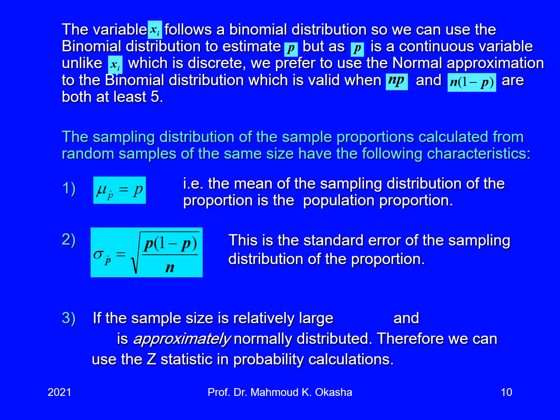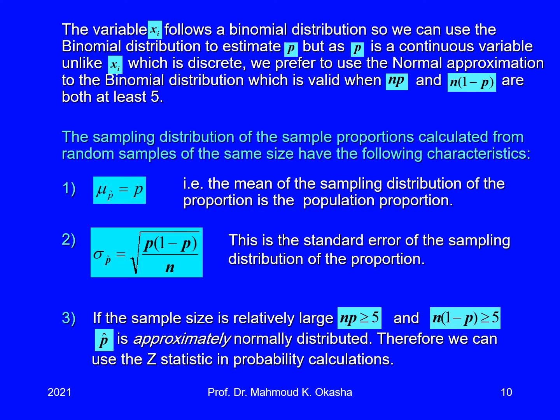Then the third characteristic to define the sampling distribution of the sample proportion is the shape. The shape will become normally distributed, or approximately normal, as long as you have both conditions: np greater than 5, and n times 1 minus p greater than 5.